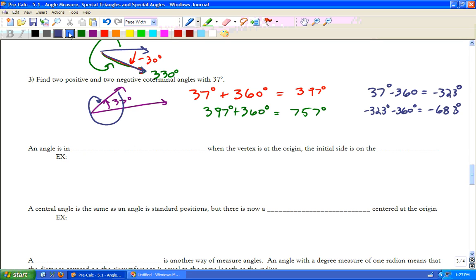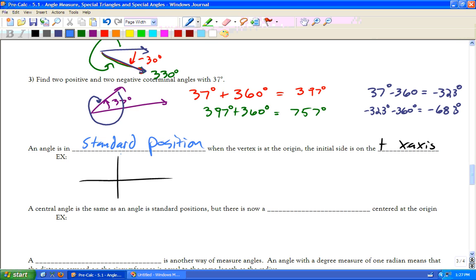Now, if you notice, a lot of times my initial side is heading directly to the right. That's because we say an angle is in standard position when the vertex is at the origin and the initial side is on the positive x-axis.